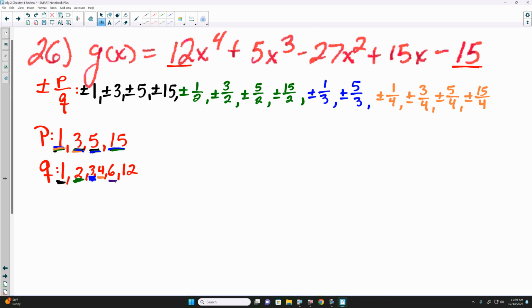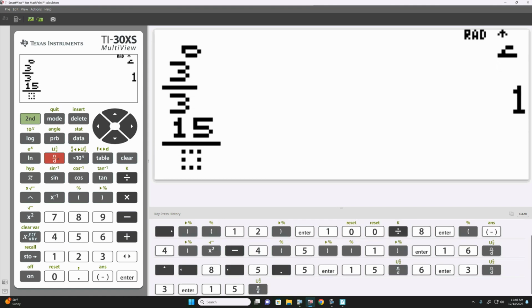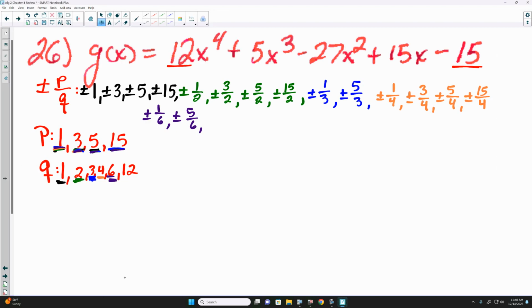Then we can move on to 6. So we're going to say 1 over 6 would be plus or minus 1/6. Well, 3 over 6 reduces to 1/2. Do we have 1/2? The first one in green, so we have it. We don't have to list it again. 5 over 6 doesn't reduce, so we'll have plus or minus 5 over 6. Would 15 over 6 reduce? It does, to 5/2. Is 5/2 already listed? Yes, so we're done with that one.